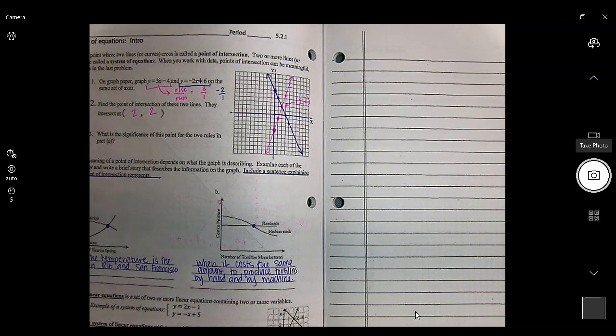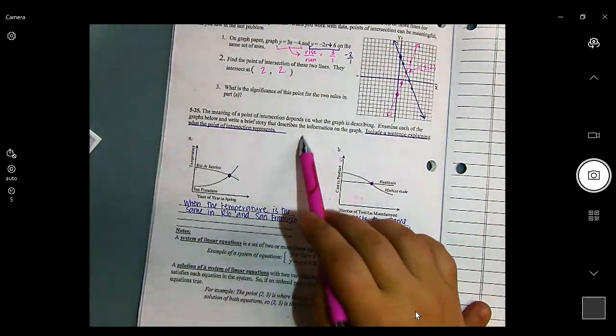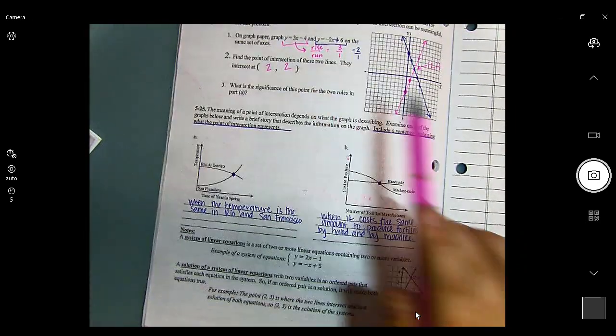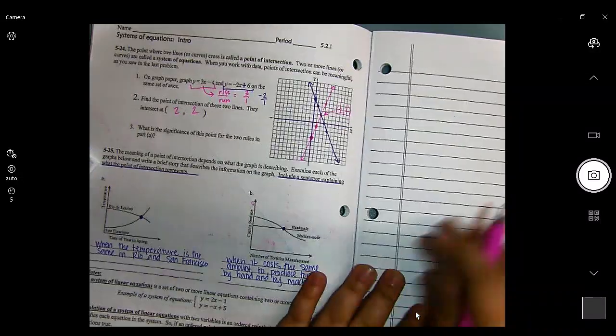Hi guys, in this video for today, we are going to start taking some notes on page 12. So it's the lined page right after what we were just working on yesterday. And we're going to start talking about what is the significance of this point for the two rules and also this solution of a system of linear equations.